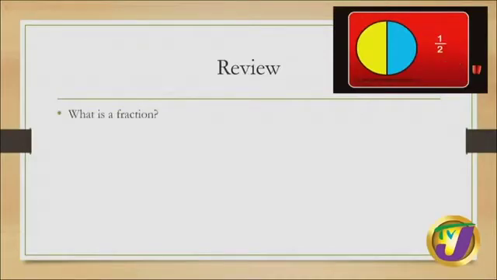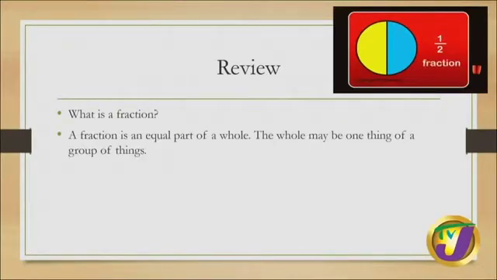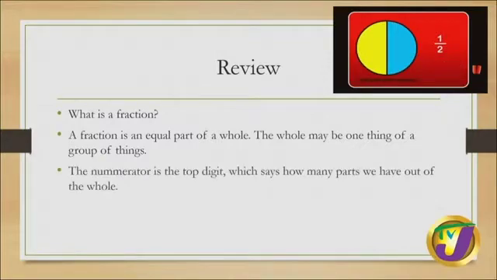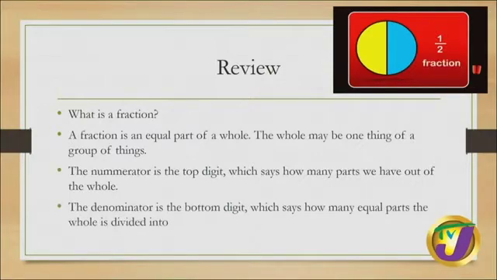What is a fraction? A fraction is an equal part of a whole. The whole may be one thing, or it may be a group of things. The numerator is the top digit, or the top value, which says how many parts we have out of a whole, while the denominator is the bottom digit, which says how many equal parts the whole has been divided into.